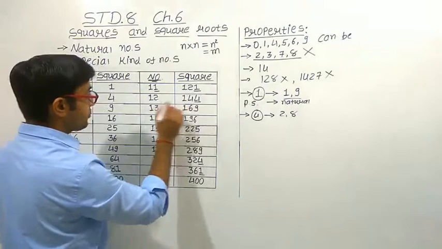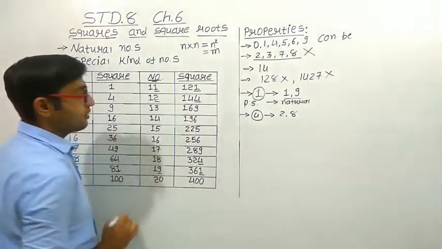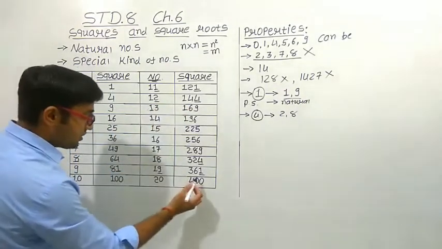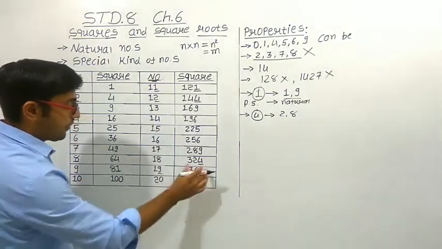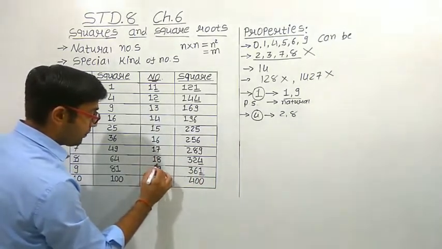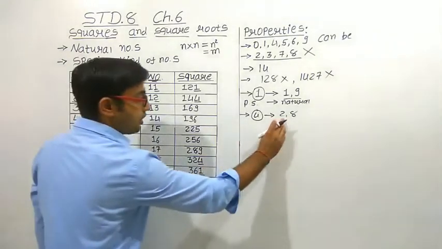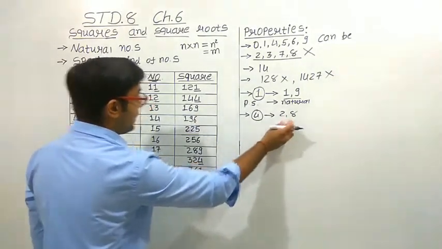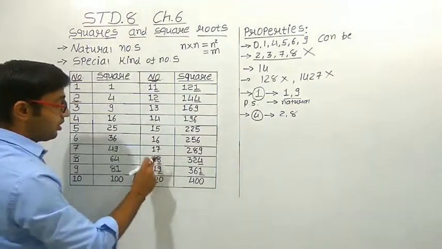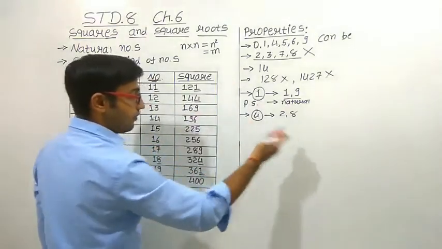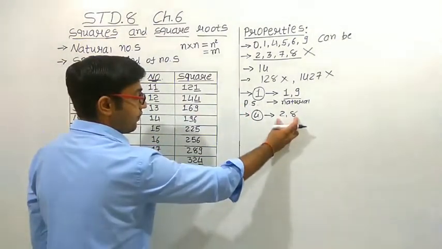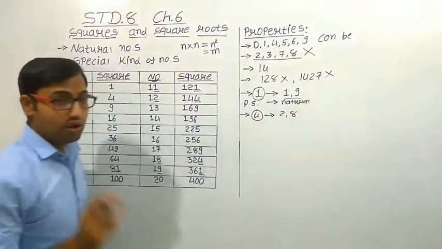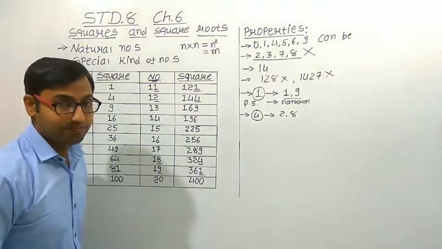This is the perfect square of 12 and the unit place number is 2. This 324 is a perfect square of 18 and its unit place number is 8. So if we have the unit place number 2 and 8 in the natural number, then if we do the square of this kind of number, we get 4 as a unit place number.